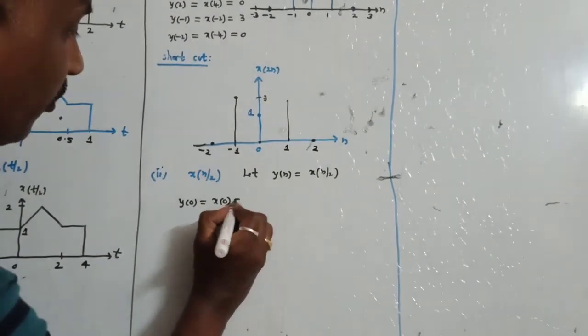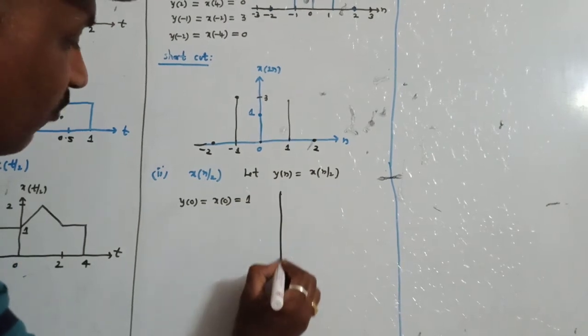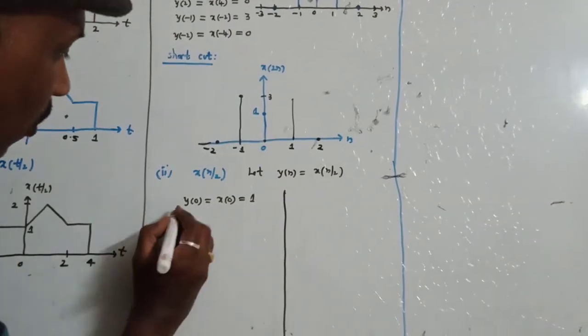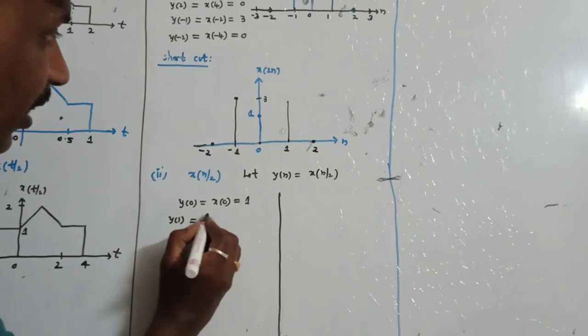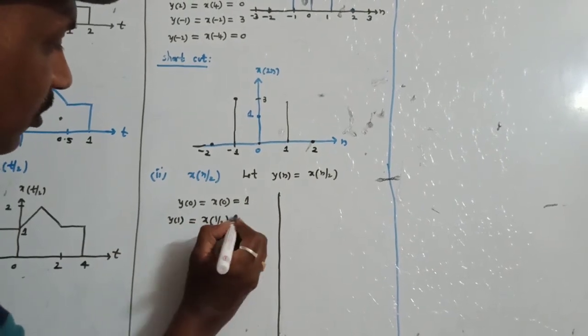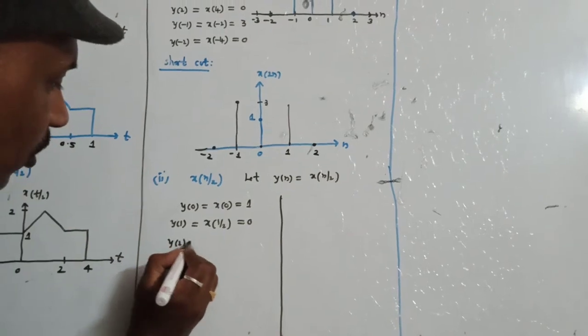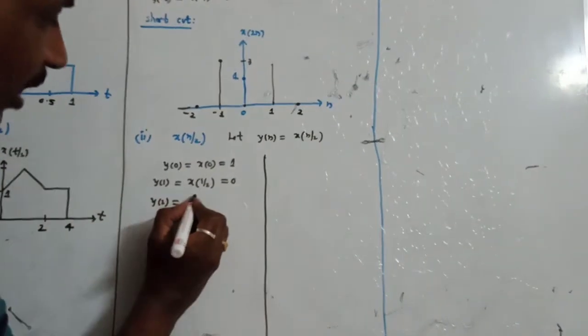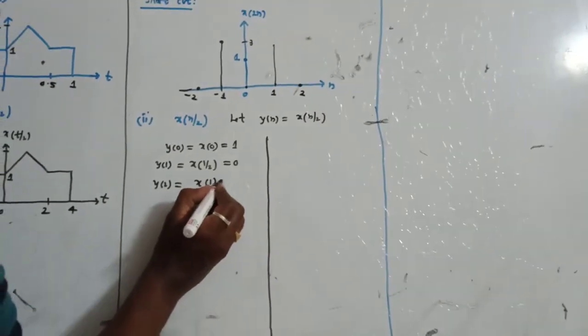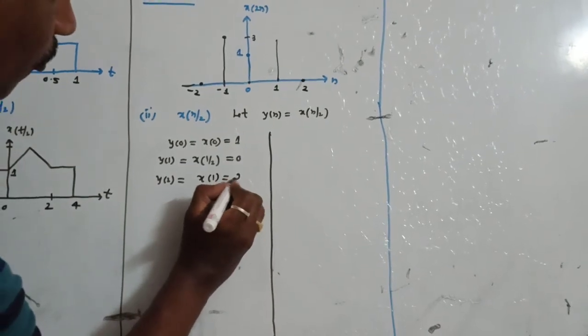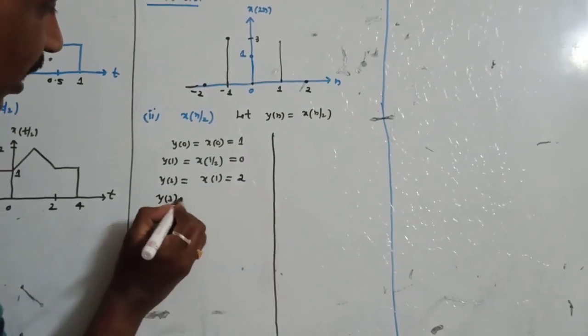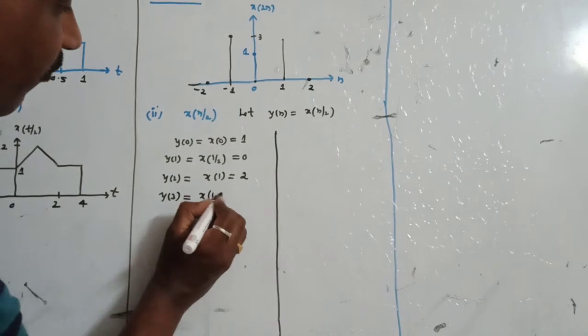What is x of 0 amplitude given from the diagram? It is 1. So substitute n is equal to 1, y of 1. So this is x of 1 by 2. It is 0, x of 1 by 2 value is 0. So y of 2. So what is y of 2? It will come out as 2 by 2, 1, x of 1. What is x of 1 value given? 2. So y of 3. So y of 3 is x of 1.5, 3 by 2.